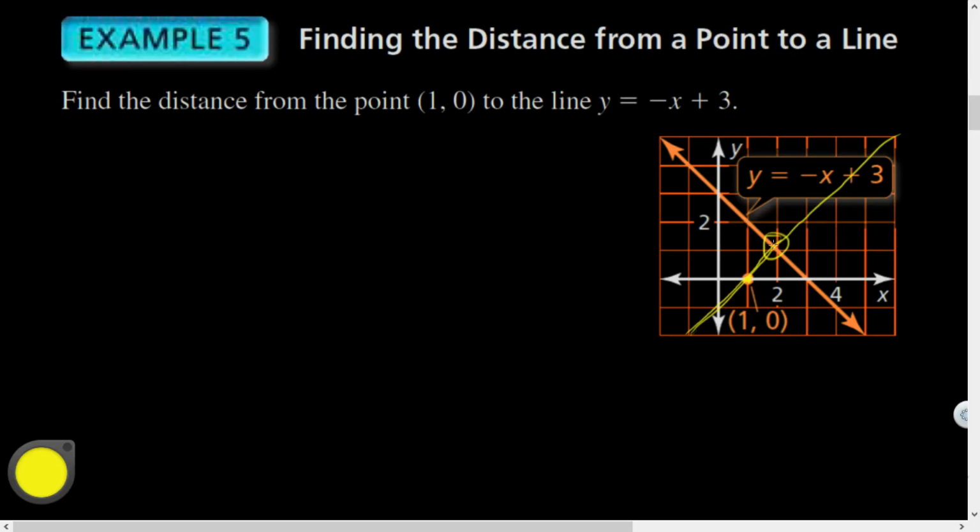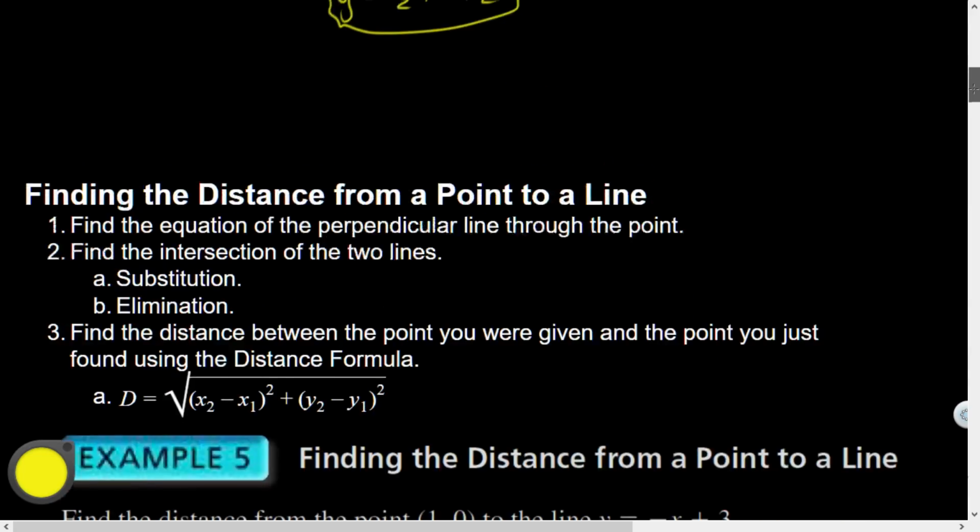Then I'm going to need to figure out where's the point where this perpendicular line crosses the original. So that's going to be solving a system of equations using substitution or elimination. And then once I've located that point, I'm then going to use the distance formula to find the distance between those 2 points. So this problem has a lot going on, all right? So that's where we're starting here.